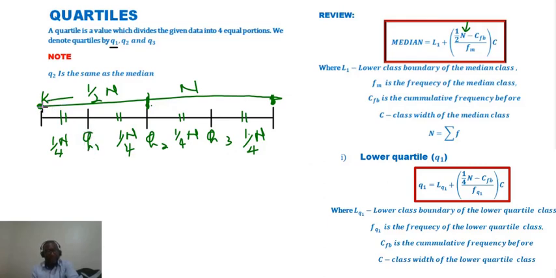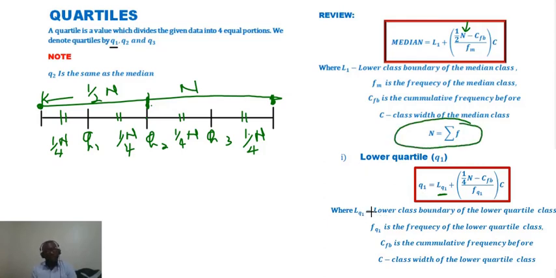Now, for the case of median, which is from here to here, we are seeing that in this position we have a half n. Now, when it comes to the lower quartile, which is at this point here, we are going to replace this value here with a quarter. And then the rest of the things remain the same. L_Q1, this is the lower class boundary of the lower quartile class. Then F_Q1, this is the frequency of the lower quartile class. CFB is the cumulative frequency before. We're going to see that. Then capital C is the class width of the lower quartile class. And smaller n is the same as this, summation F.